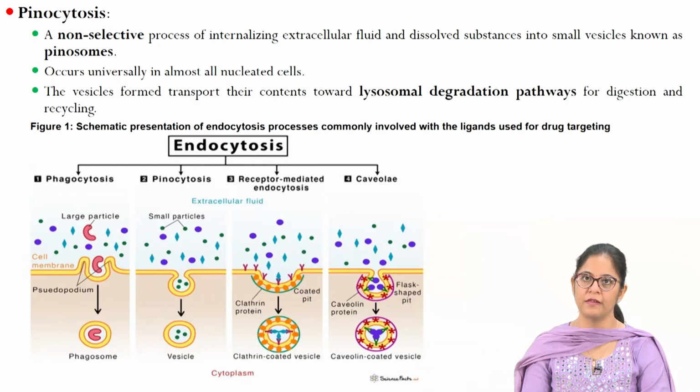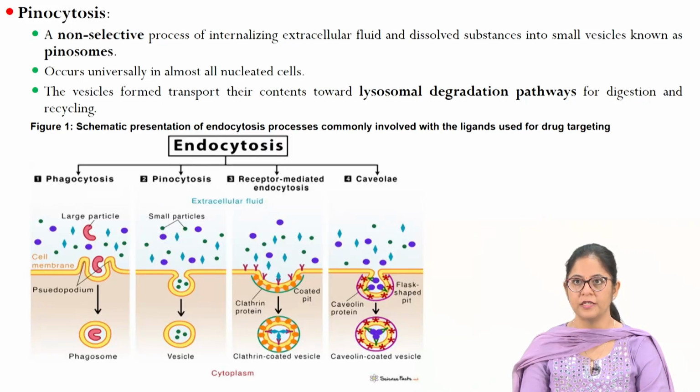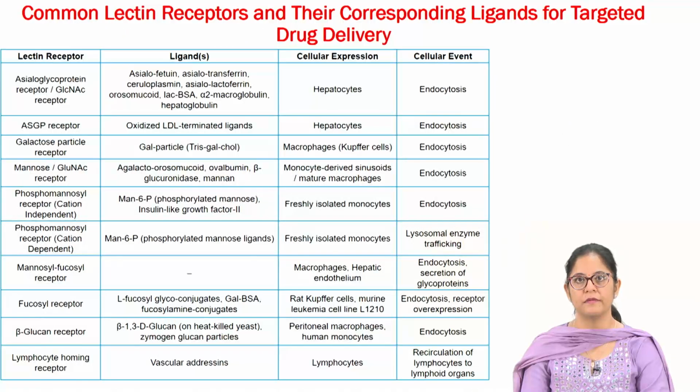So, this figure 1 basically shows a schematic representation of endocytic pathways involved with the ligands used for drug targeting. The first is phagocytosis, next is pinocytosis, which occur in the cytoplasm. Then there are examples of ligand targeted delivery of drugs, that is receptor mediated delivery. The common lectin receptors and the corresponding ligands for targeted delivery have been mentioned in this table, and most of these occur by endocytosis.